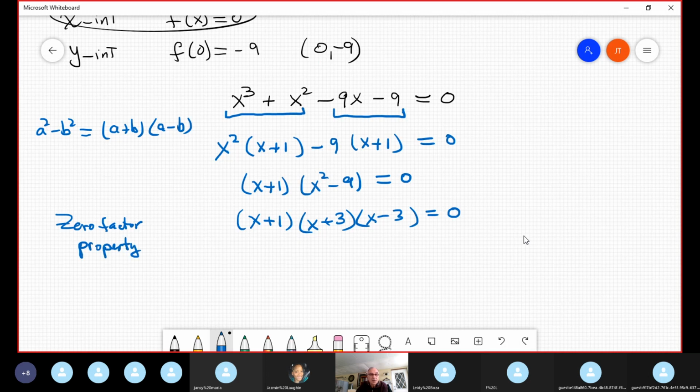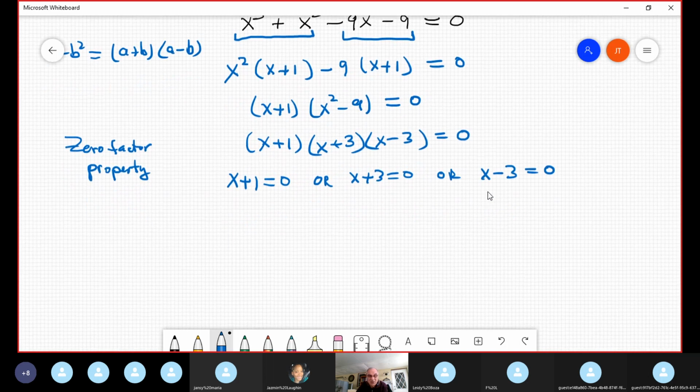And the zero factor property is when you have several factors equal to 0, it's because one by one is equal to 0, or x plus 3 is 0, or x minus 3 is 0. Entonces, the solution of this is super easy. You separate into 3 linear equations. It's -1, is -3, is +3.